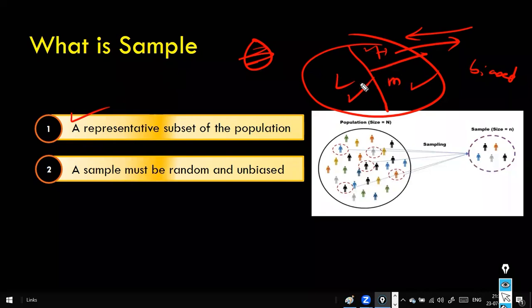You are running a survey randomly with each group of customers, hence it is called random. It should not be specific customers. It should be random, so that it will be unbiased. You randomly run a survey across all the groups, and your sample will be unbiased. So your sample is supposed to be a representative subset of the population, and it should be random and unbiased.